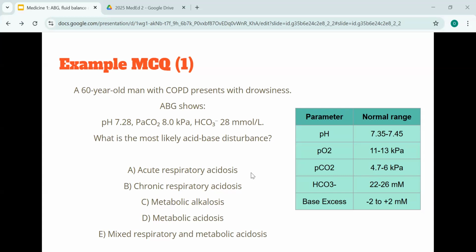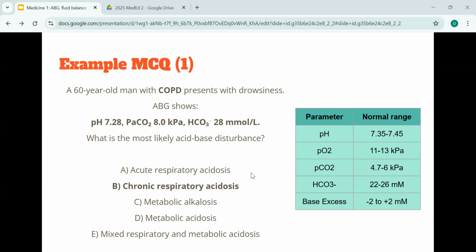Okay, let's go through it. So, when we are looking at this question, we should have all identified that we've got an acidotic picture here, which has a raised CO2, which implies that we have a respiratory acidosis, which aligns with the history that we've just had of a COPD patient. If we look at the bicarbonate, we can see it's also slightly raised, which implies the body's trying to compensate for this respiratory acidosis.